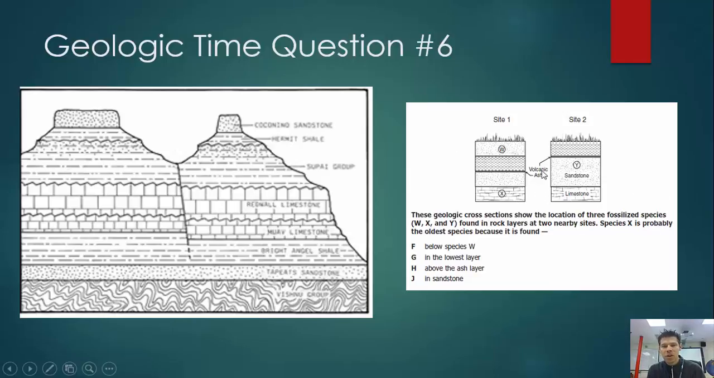And if you look at these 2 cross sections, even though they're in different places, they're the same rock layer. Look here. We have a rock layer here and a rock layer here. It's the same rock layer. It looks like we had a volcano eruption. And we can see the layer of volcanic ash here and the layer of volcanic ash here.